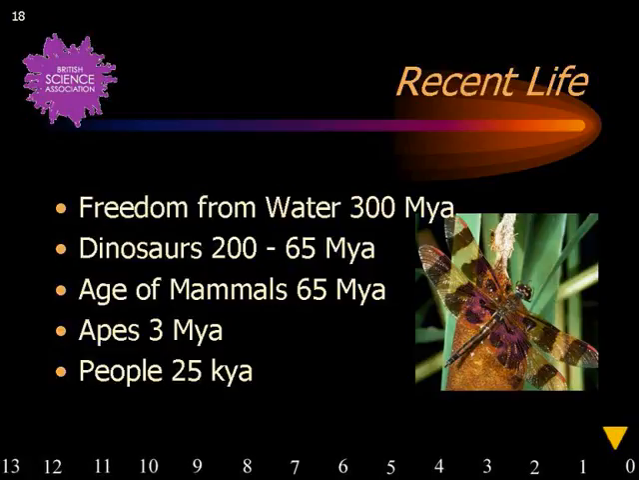Anyway, dinosaurs about 65 million years ago. So we've left the billions behind now. We're down into the millions. Apes, about 3 million, and people, it says here, about 25,000. Very, very recent. During the last ice age. Depends how you define people, and you might argue about that figure.